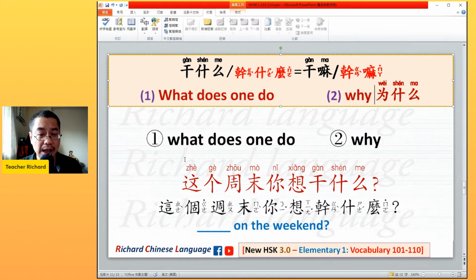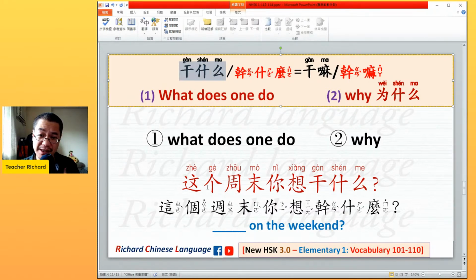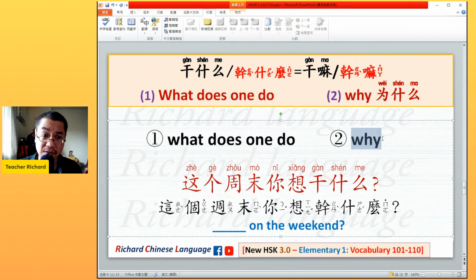Okay, so I have a quiz for you, and you need to tell me the meaning of 干什么 in this sentence, okay? Because we have two meanings in this verb phrase, 干什么, and you have to tell me in this sentence what it means. 干什么 means what does someone do, or it means why. You have to understand the meaning in a sentence. Depends on the context. So this quiz is 这个周末你想干什么?